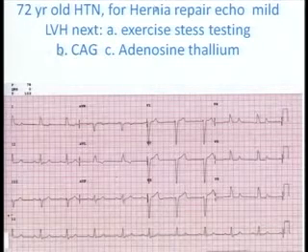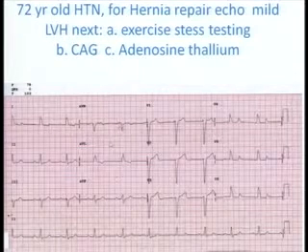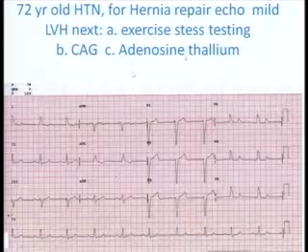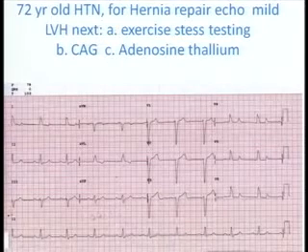A 72-year-old patient, hypertensive, for hernia repair, echo shows mild left ventricular hypertrophy. What would you do next? Exercise stress testing, coronary angiogram, adenosine thallium, or clear him for surgery?